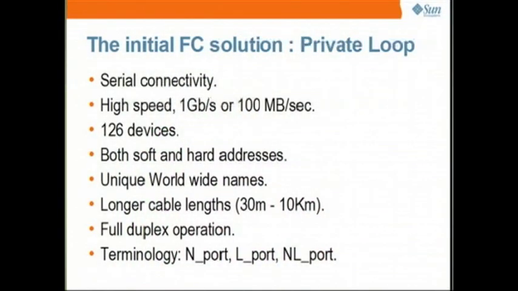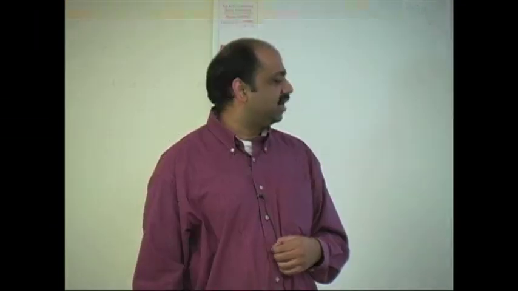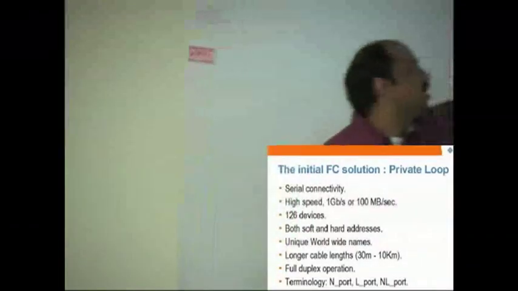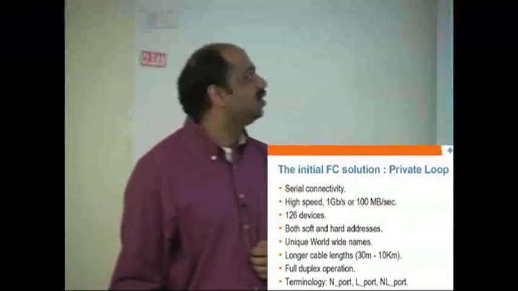So initially, the fiber channel solution was called fiber channel private loop. What it did was it basically took a bunch of devices, connected them sequentially one after the other, and that essentially gave a higher connectivity. As you can see, it gave connectivity of 126 devices.